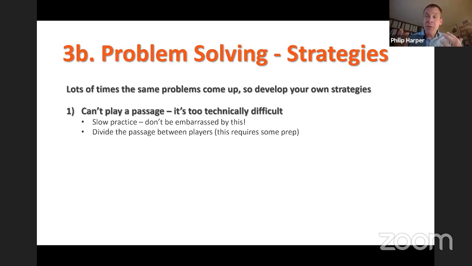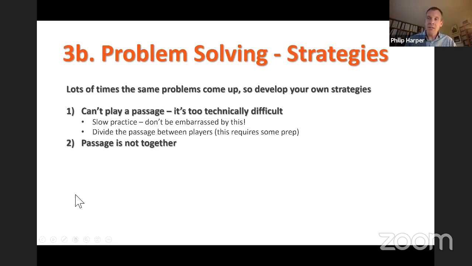after both players have played it simultaneously, the effect is that one player is playing it fluently. So this is a technique that a lot of bands use all the time, but it requires some preparation from the conductor. You can't do that on the hoof in rehearsal. So that's the first problem that I have strategies for.